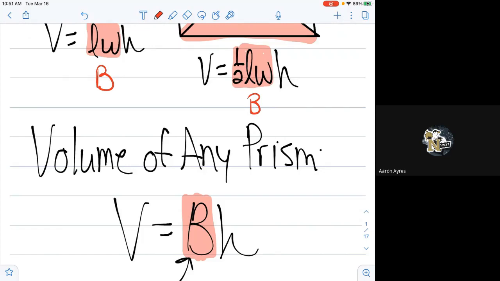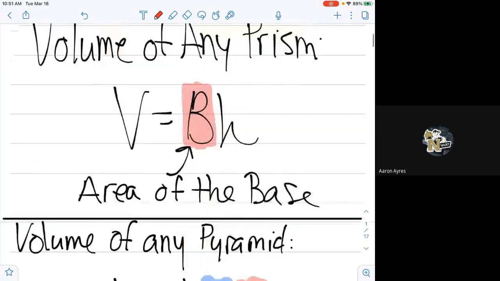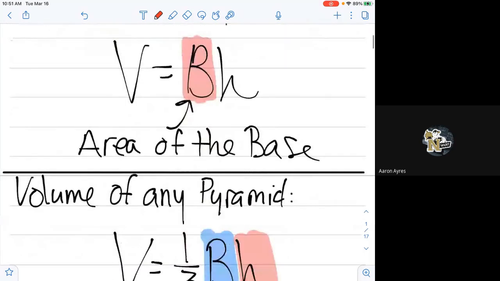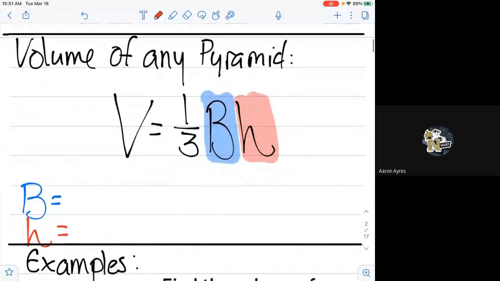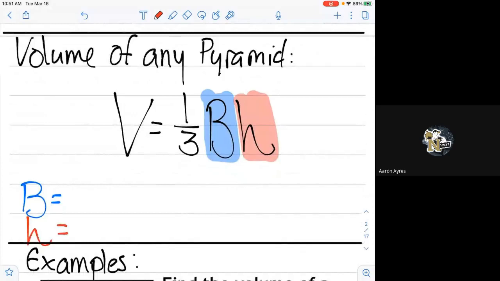Now you're probably wondering why this is important, because I've already found the volume of prisms before, right? Well, in 8th grade, we don't find the volume of prisms. We find the volume of pyramids. And here's the thing. A pyramid is part of a prism.